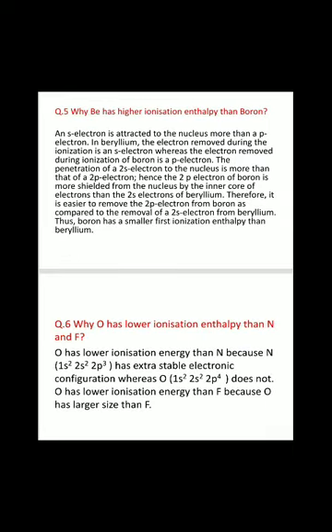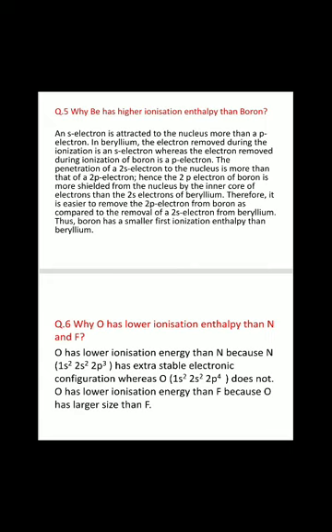The next question was, why does Be have higher ionization enthalpy than boron? The answer is that s electrons are attracted to the nucleus more than the p electron. In beryllium, the electron removed during ionization is from the s orbital, whereas the electron removed during ionization of boron is from the p orbital. It is easier to remove the electron from the p orbital than from the s, and therefore Be has higher ionization enthalpy than boron.